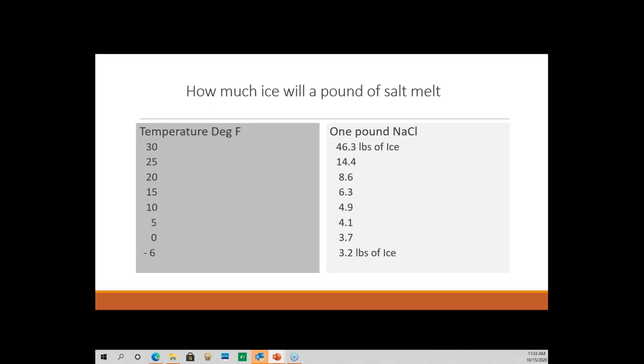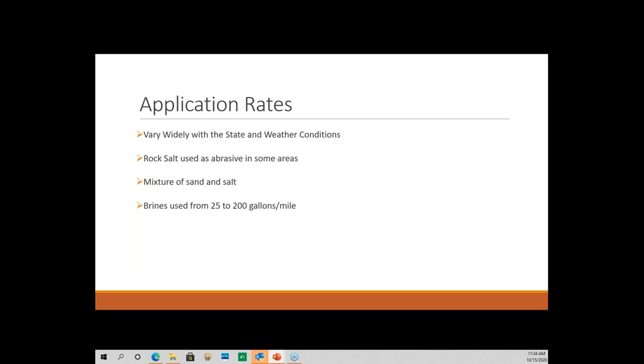So when you look at how much ice salt will melt, that depends upon the temperature. If your surface temperature is at 30 degrees, 1 pound of salt will melt about 46 pounds of ice. That's a lot of ice. But when you get down to about 10 degrees, 1 pound of sodium chloride is only going to melt about 4.9 pounds of ice. So you see that's a real reduction in its ability to work and melt that ice out on the roadway.